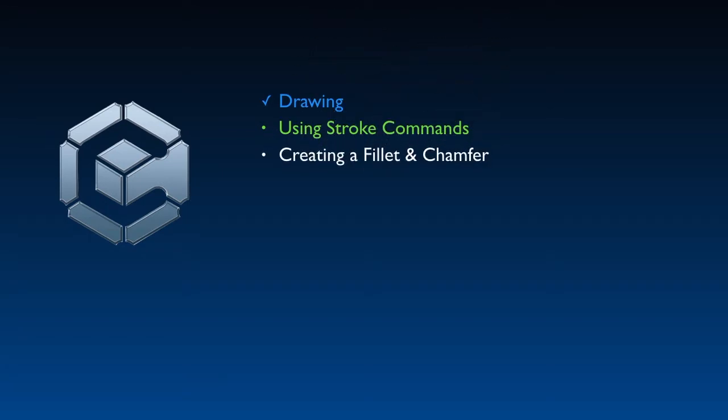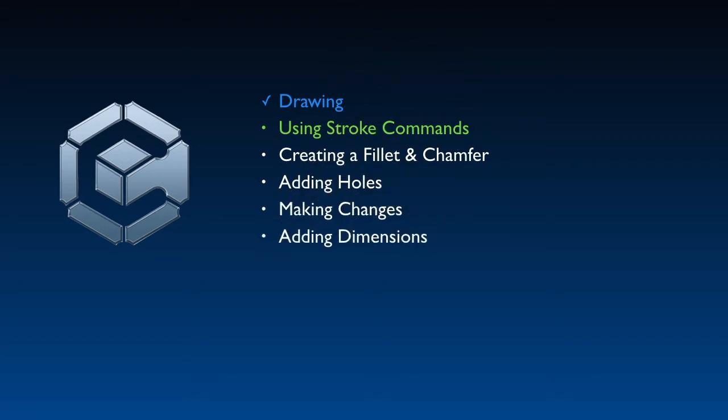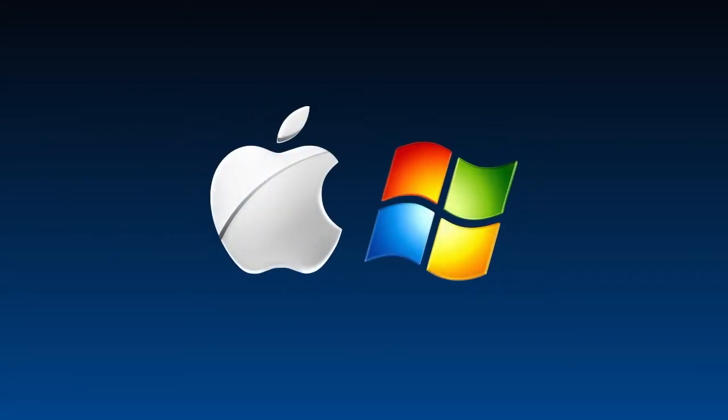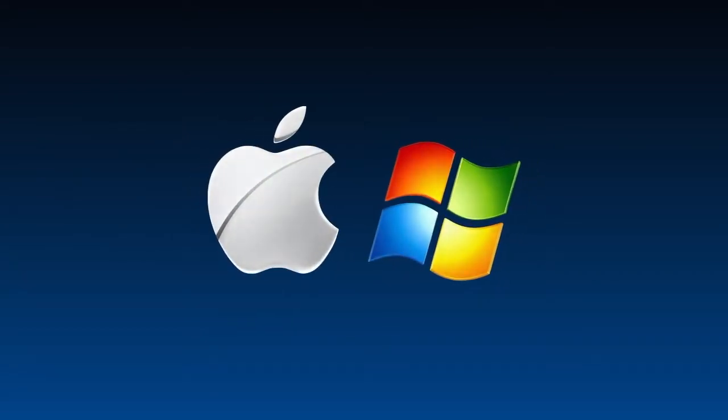In this series of short videos, we've shown you how to draw a simple 2D part in Graphite. Now we're going to learn the convenience of stroke commands. In other videos, we'll demonstrate how easy it is to create fillets and chamfers, show you how to add a hole, demonstrate making changes, adding dimensions and cross-hatching, stretching and rotating a part, and finally, printing a drawing. Whether you're using Mac or Windows, the process will be the same.